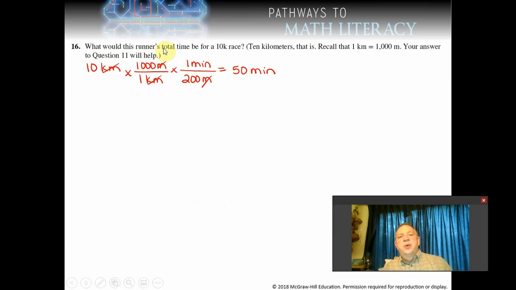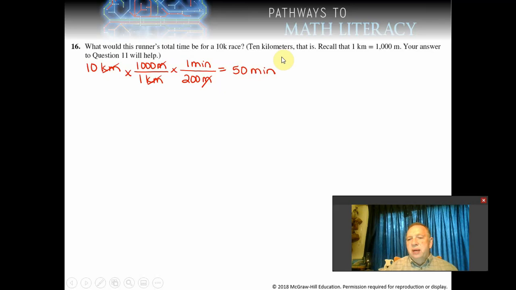So what would this runner's total time be? Now we're going to talk about time for a 10,000 meter race. So here, I want the result in minutes. So 10 kilometers times 1,000 meters per 1 kilometer, so that's 10,000 meters. So here is the rate, 200 meters per 1 minute. Now my meters will cancel out here, and I get 50 minutes.